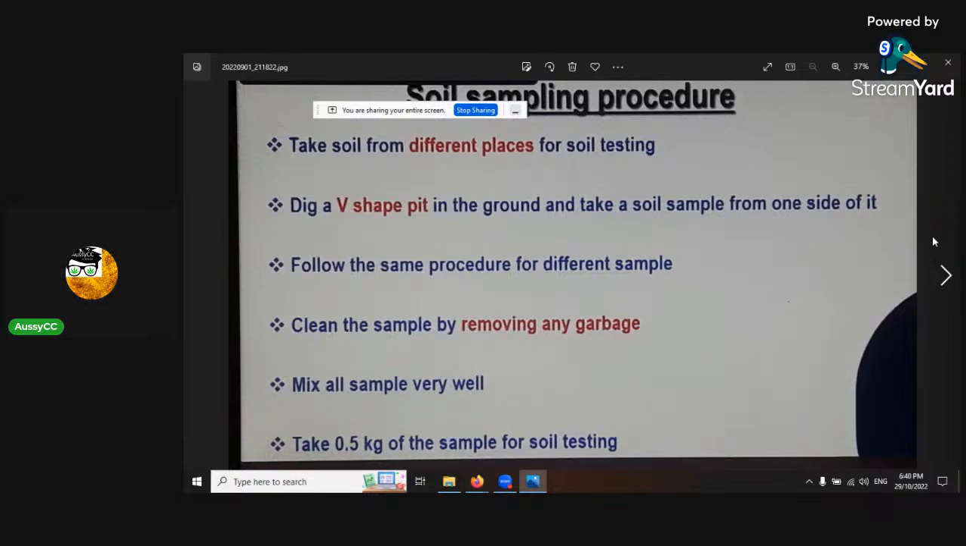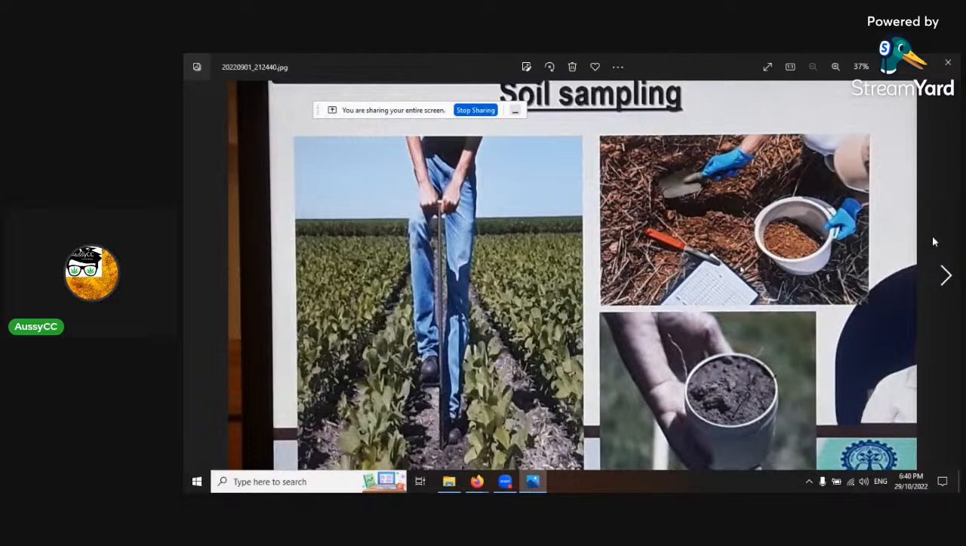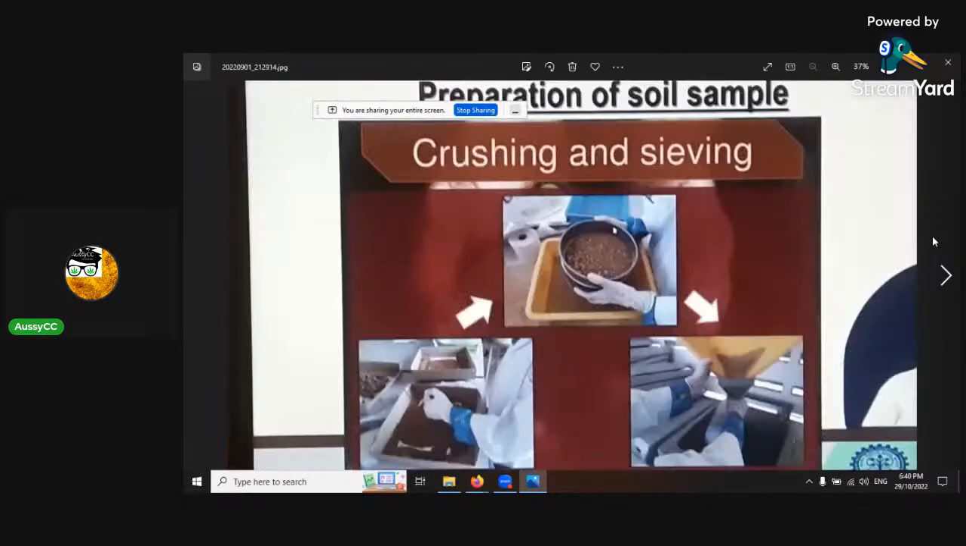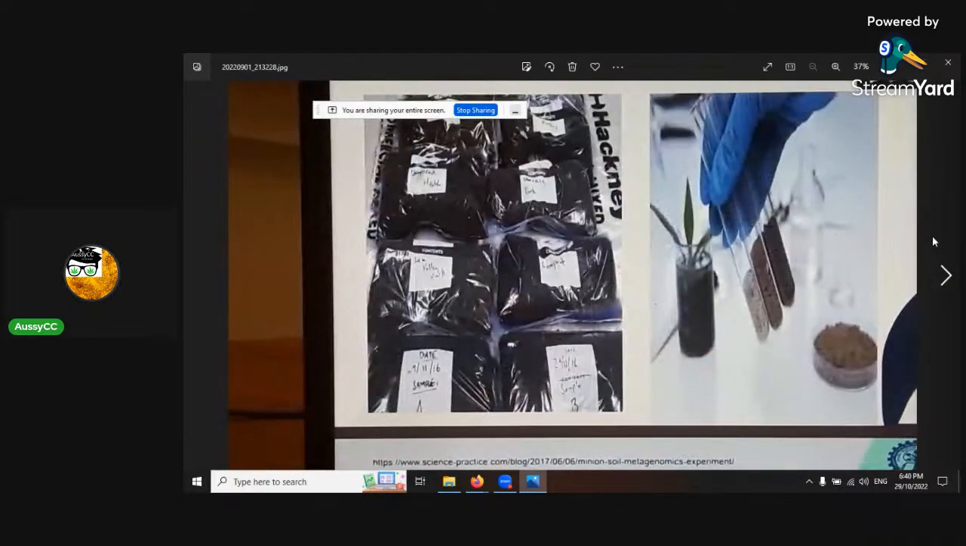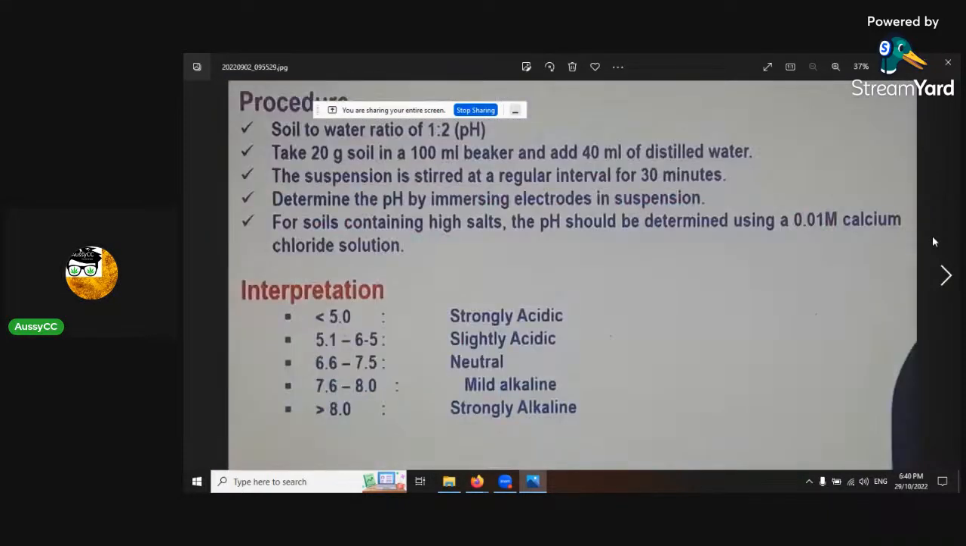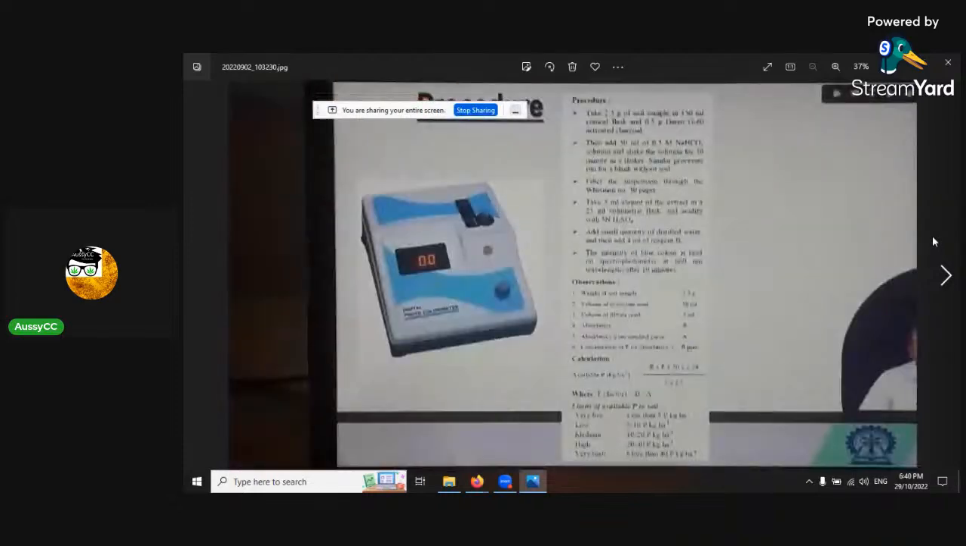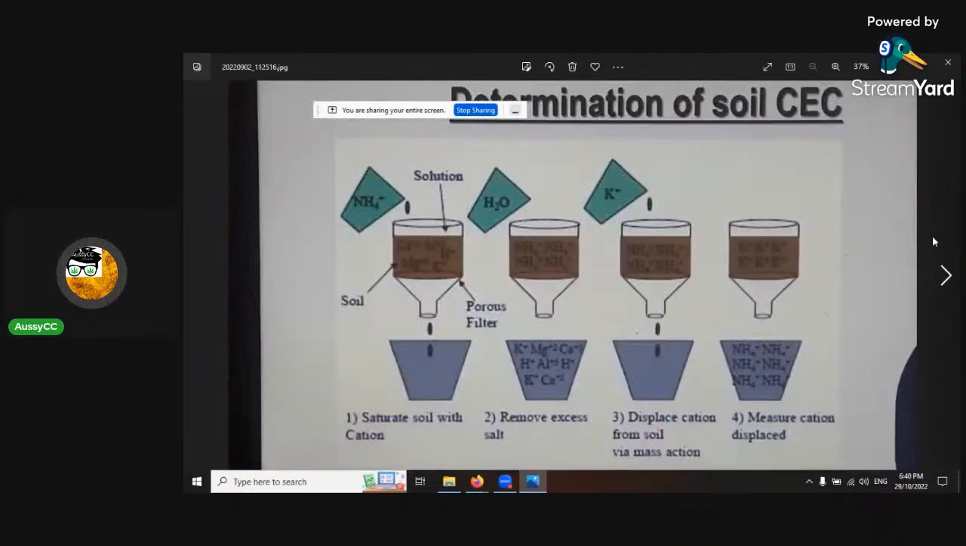Soil sampling. Here we go. That's what you want to do. And now I'm going to skim through this. There's a lot on it. See how to do it properly. You got to quarter it so you get the right sample. That's how to do it in the field. Interpretation, or you can buy a machine.